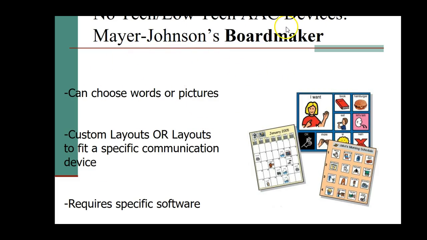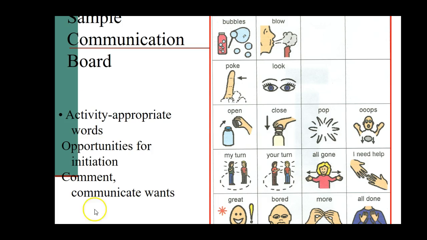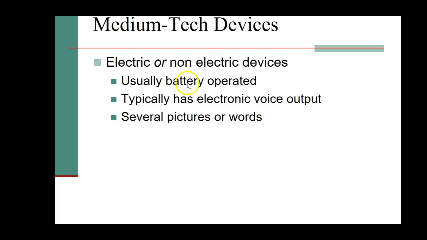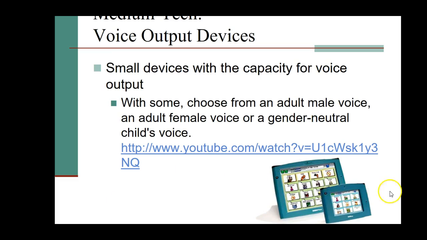And then that's using BoardMaker. You can use these to make out several layers, have them laminated. You can even cut them up and put them on a ring. And you can set them up for simple activities that you want to use. Medium tech is electronic or non-electronic, with little pictures and several words, and one like this, small devices.